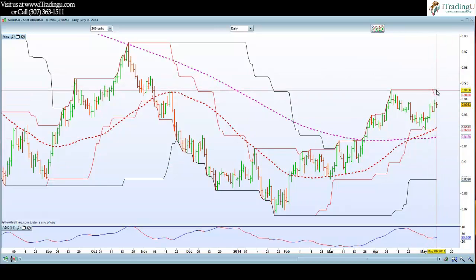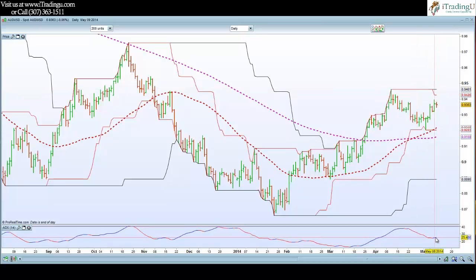Looking here, we see the 55-day high here in the black line. We have the 20-day high, this red line. Then we have the 50-day moving average and the 200-day moving average. So this is providing support to this market right now, along with the 20-day low. And what I'm looking for is a break of this 55-day high to get long.